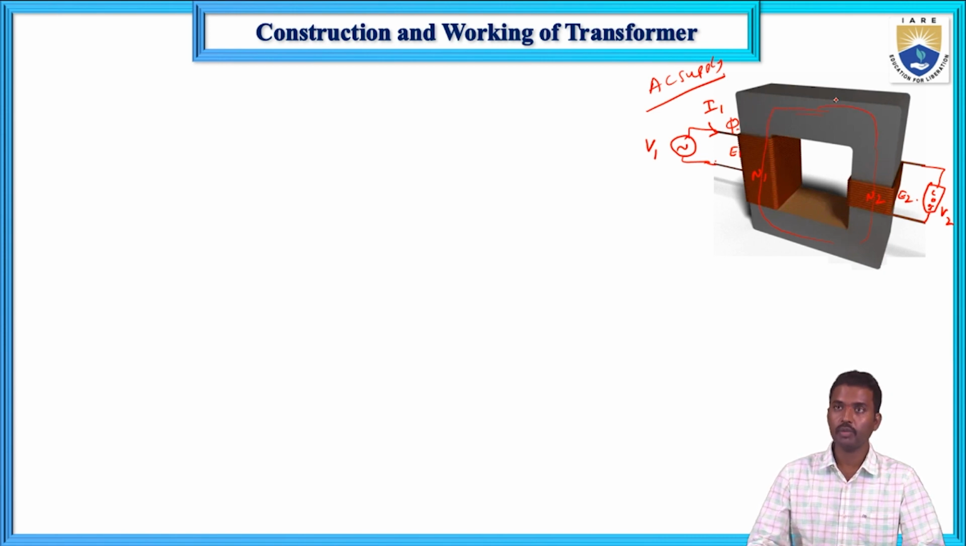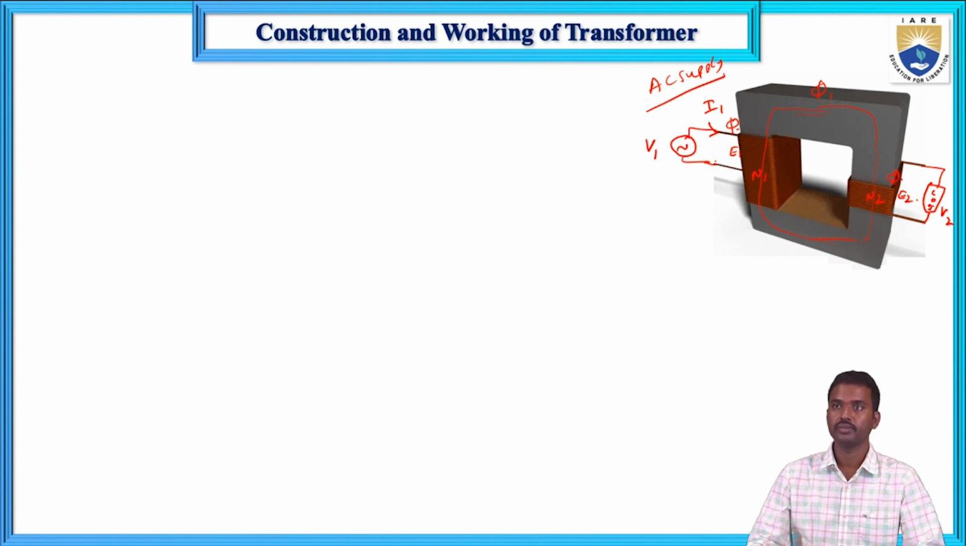What is the main purpose of the magnetic core? It provides the definite path for the linking flux, this flux phi. So the magnetic core links this primary winding, and this primary winding flux links with the magnetic core. Now this flux flows like this in the rectangular shape, and it links with the secondary winding.